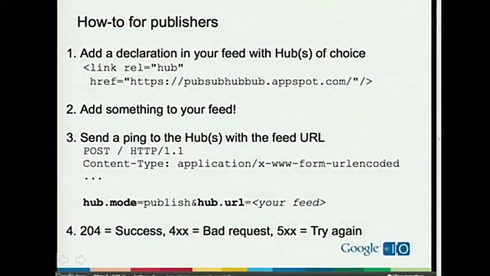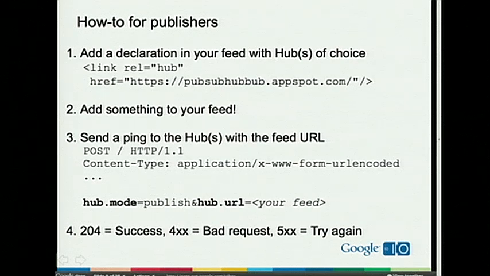OK, so quickly, how do you do it? If you have a feed, an Atom feed, an RSS feed, and you want to make that feed real time, you add a declaration to your feed with a hub of your choice, or hubs of your choice. That could be the reference hub, which I have here, or it could be Superfeedr, and Julian will tell you more about that later. Then you publish something to your feed, so it's in the document. And then you send a ping with the feed URL to your hubs, one or more. You can use as many as you want.